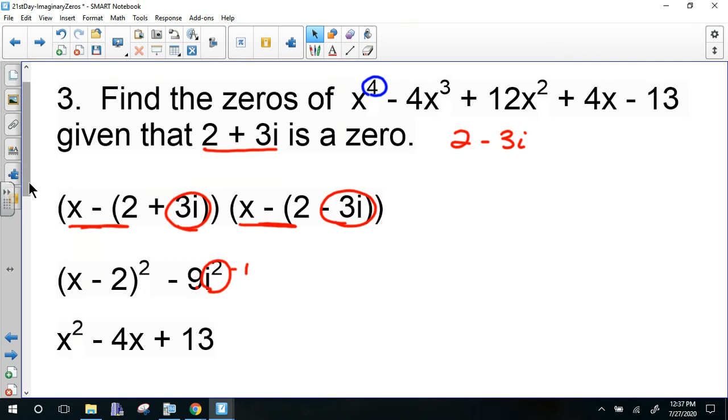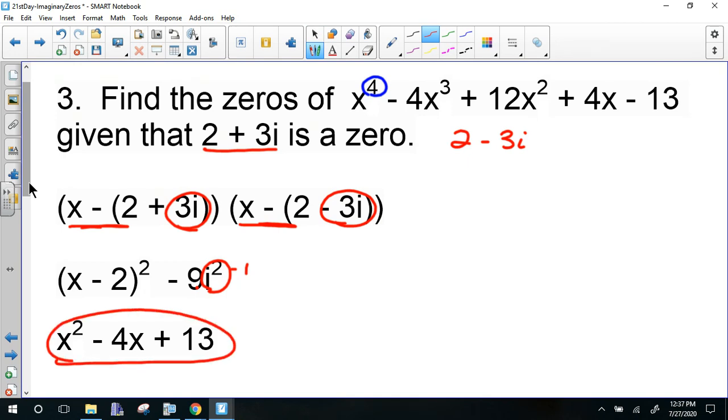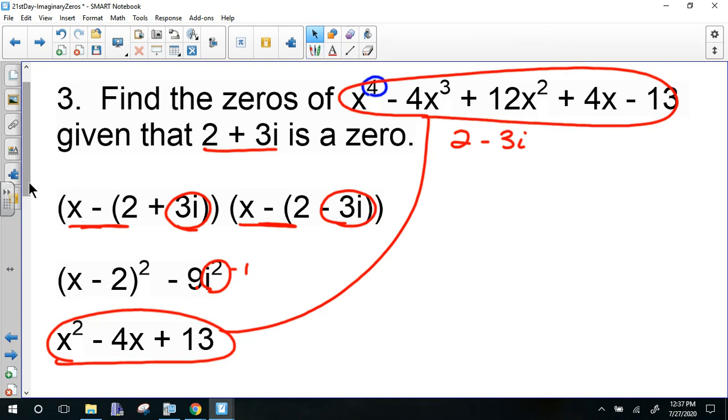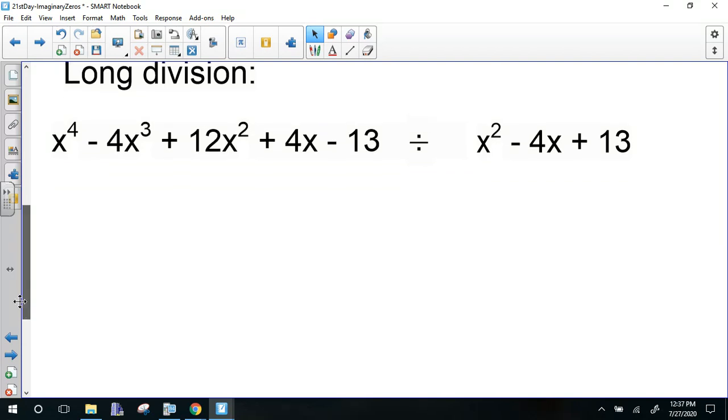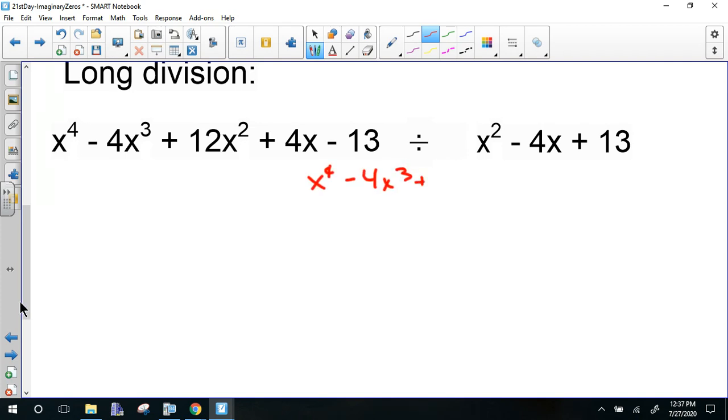So I need to take this one right here and divide it into this one up here. So we're going to do some long division. Okay. So I've got my x to the fourth minus 4x cubed plus 12x squared plus 4x minus 13. And I'm going to divide it by x squared minus 4x plus 13.